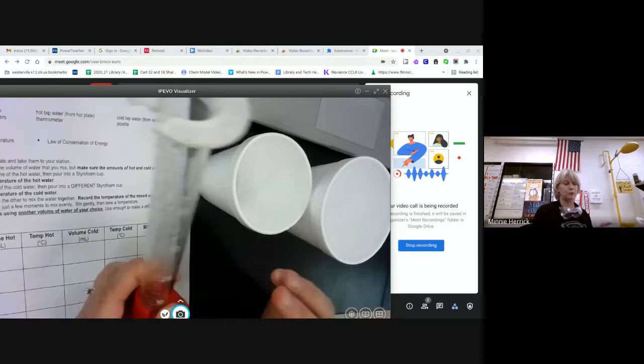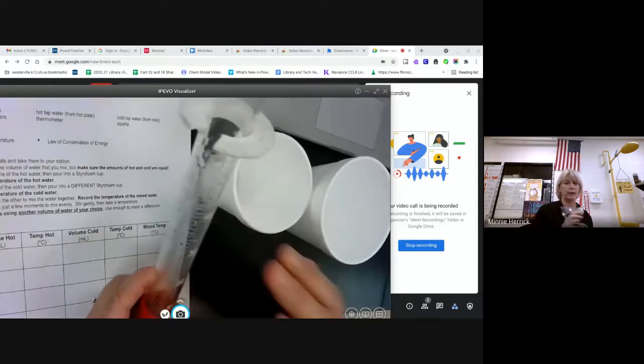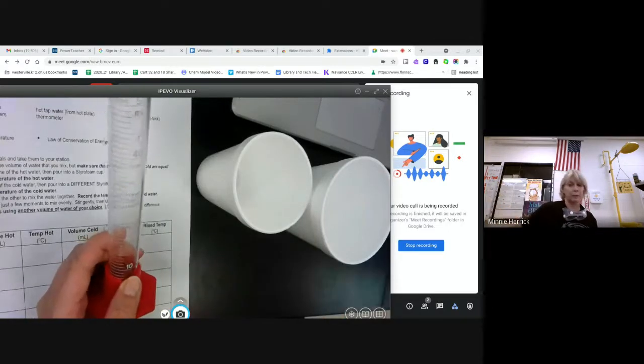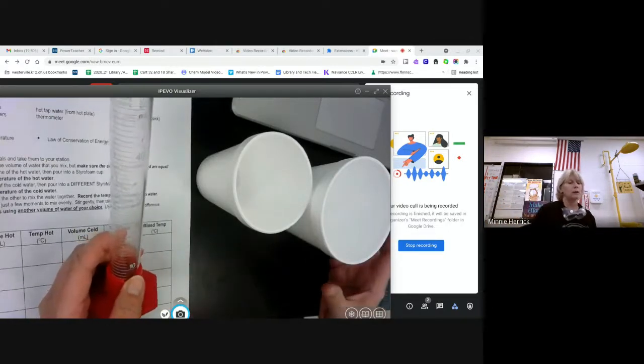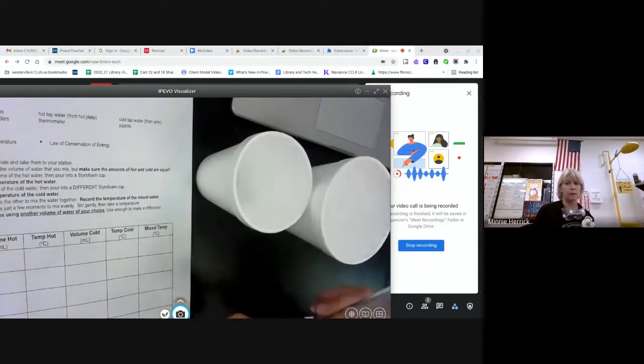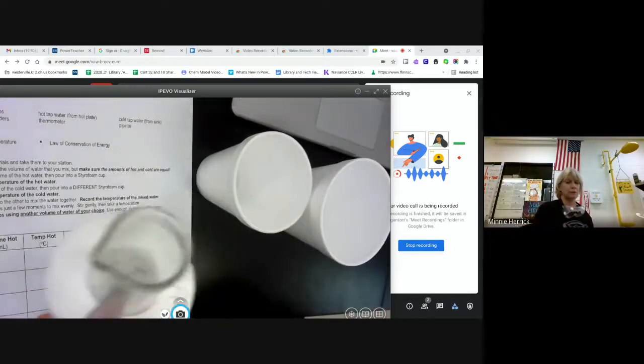But we're going to do 40 of the cold. I'm going to go get that out of the sink, and then we're going to get 40. I've got hot water warming up over here on the side of the room, which I'm going to bring over here. You'll be able to see it kind of steamy a little bit, but I'm going to use cold water and hot water and then use a thermometer to measure its temperature.